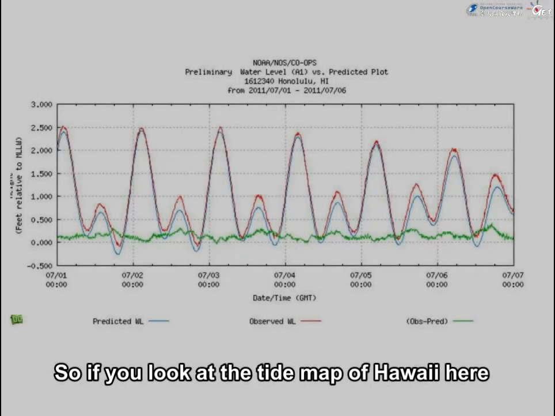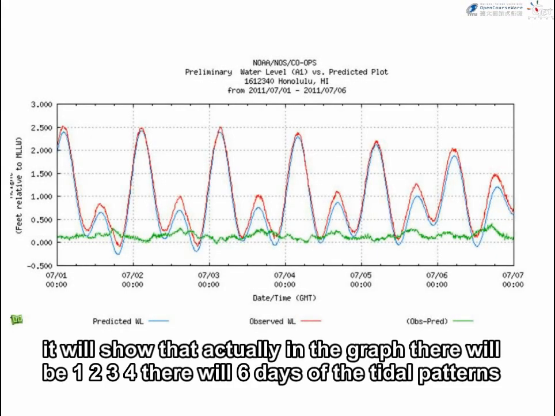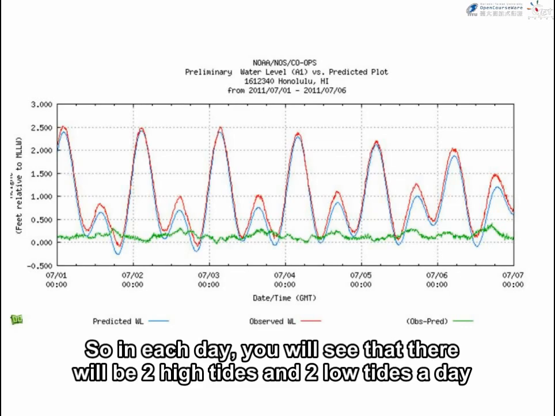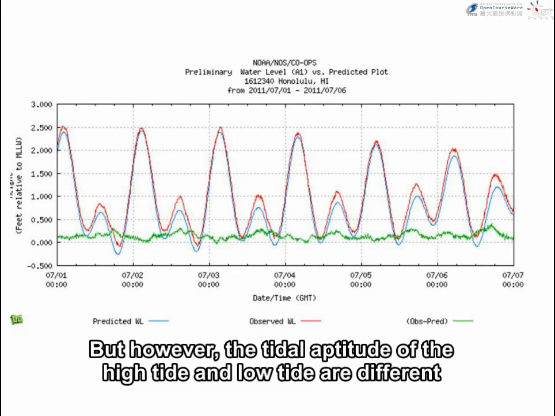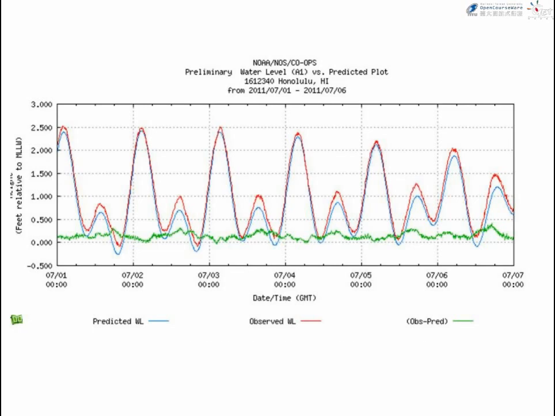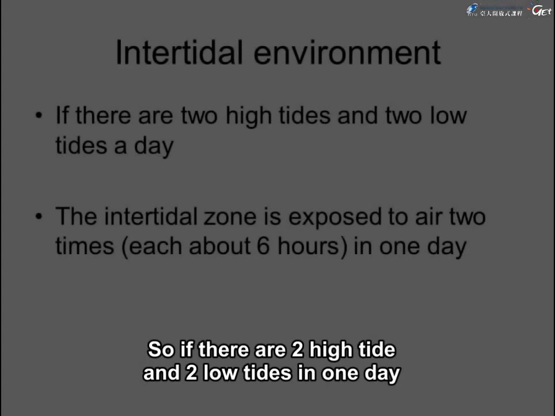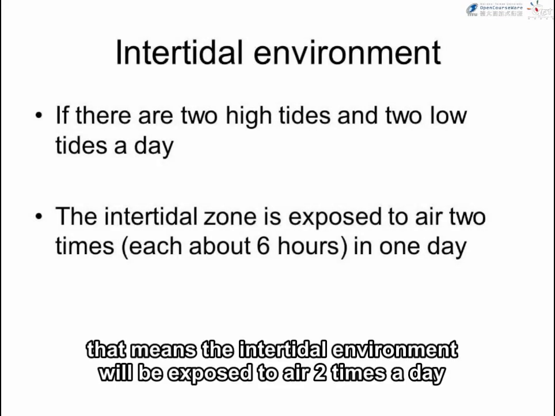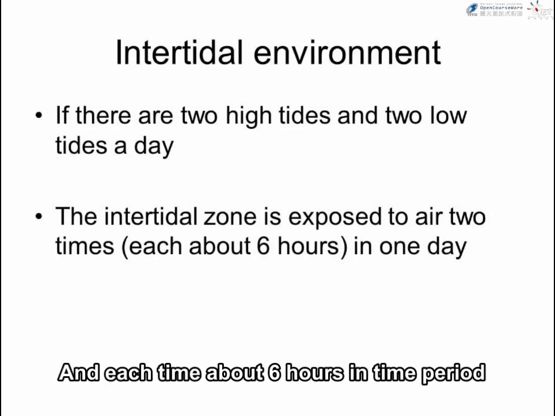If you look at the tide map of Hawaii here, the graph shows 6 days of tidal patterns. In each day, you will see two high tides and two low tides. However, the tidal amplitudes of the high tide and low tide are different. But in conclusion, there will be two high tides and two low tides in one day. That means the intertidal environment will be exposed to air two times a day, each time for about 6 hours.